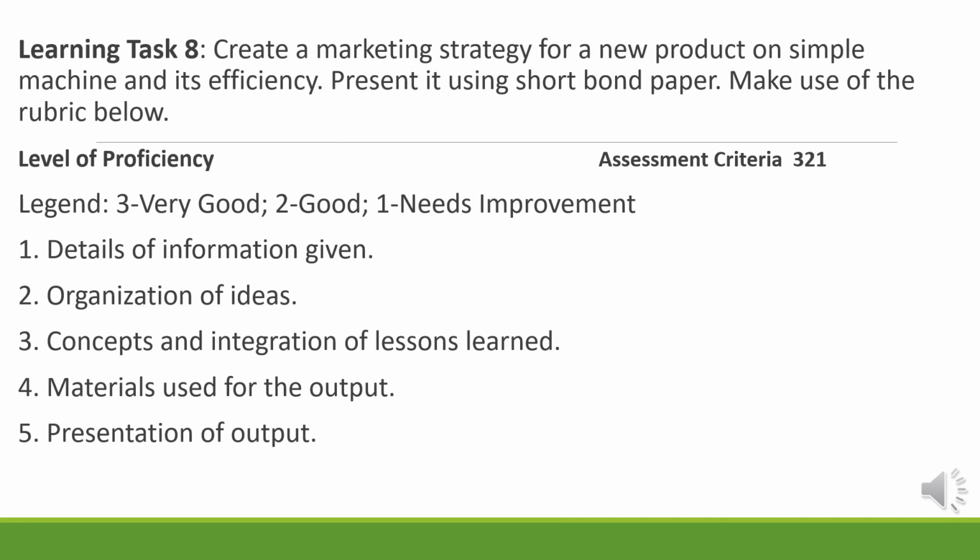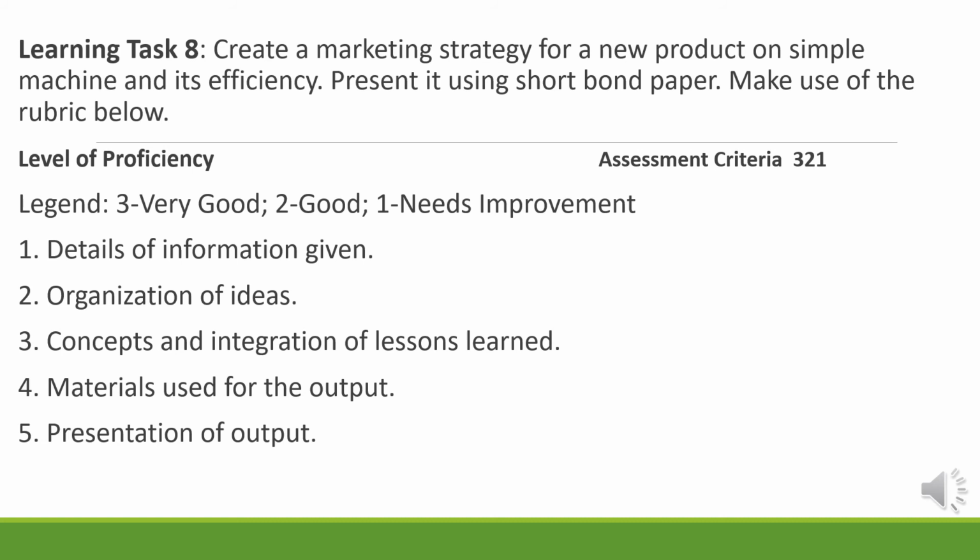Learning Task 8. Create a marketing strategy for a new product on simple machine and its efficiency. Present it using short bond paper. Make use of the rubric below. Level of proficiency. Assessment criteria. Legend. 3. Very good. 2. Good. 1. Needs improvement.